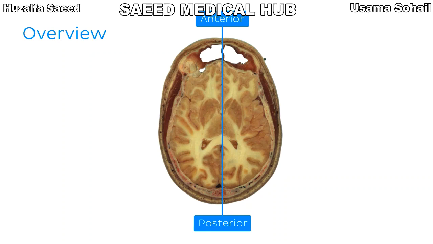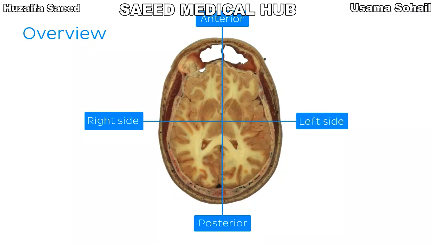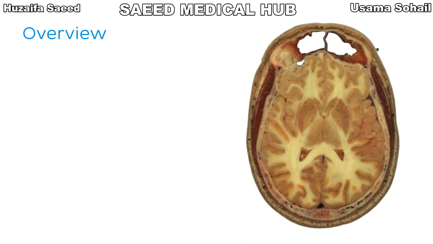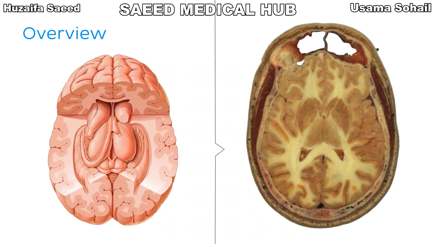Since we're looking from the subject's feet, this would be the right side, meaning we have the left side right here. As we go through all these structures in this cross-section, we will also have accompanying illustrations from our online atlas here on the left side to give us more perspective of the structures mentioned.